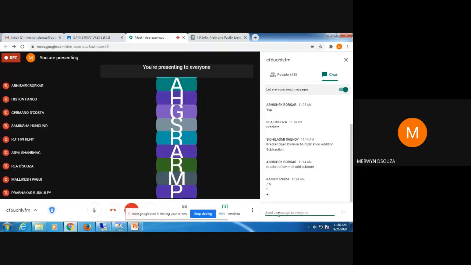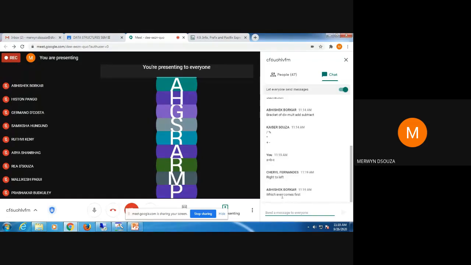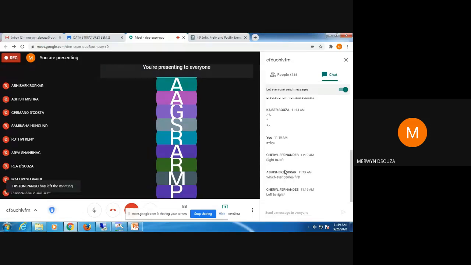Suppose you have an expression with the same priority. I have an expression something like this: a plus b minus c. Whether plus will be performed first or the subtract will be performed first, do you all know how it is to be done? When plus and minus have the same priority, which one will be performed first? Yes, Abhishek, it will be done from left to right. You are going to solve from left to right, and not right to left, Cheryl. In data structures, we are going to solve from left to right.